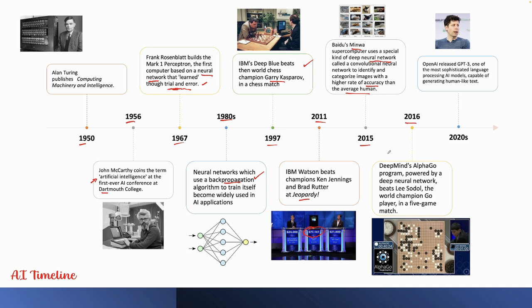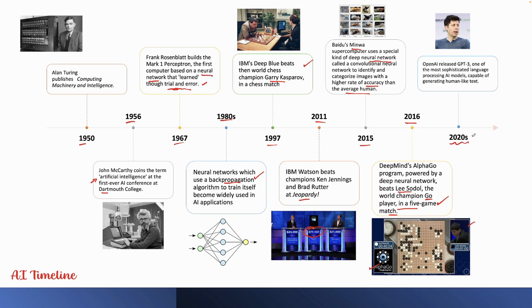Then we move on to 2016. There was a board game called Go. Go is an abstract strategy board game for two players, in which the aim is to capture more territory than the opponent by fencing off the empty space. In 2016, DeepMind's AlphaGo program, powered by, again, a deep neural network, beats Lee Sedol, the world champion of Go, in a 5-game match. So within 5 games, AlphaGo was able to defeat the champion at that time. If you see, this is AlphaGo. It was able to defeat this guy, right?